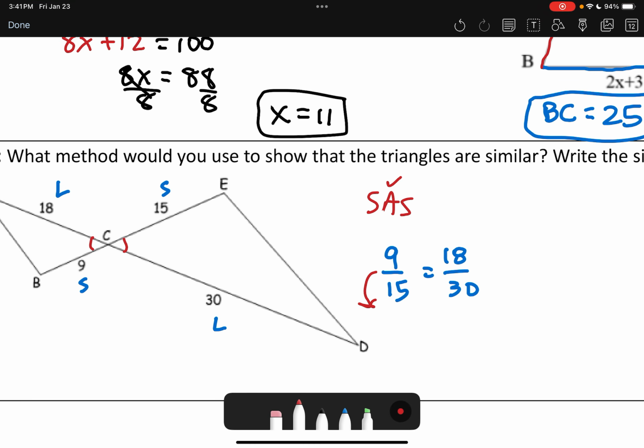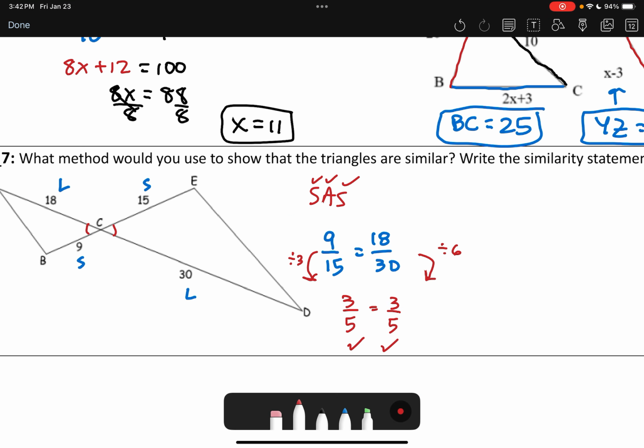you can divide the top and bottom both by 3. That would be 3/5. Over here, you can divide the top and bottom by 6. We divide it by 3 here. Over here, we divide by 6. You get 3/5. So those are the same. So we check off SA and the S. So that means similar by SAS similarity.